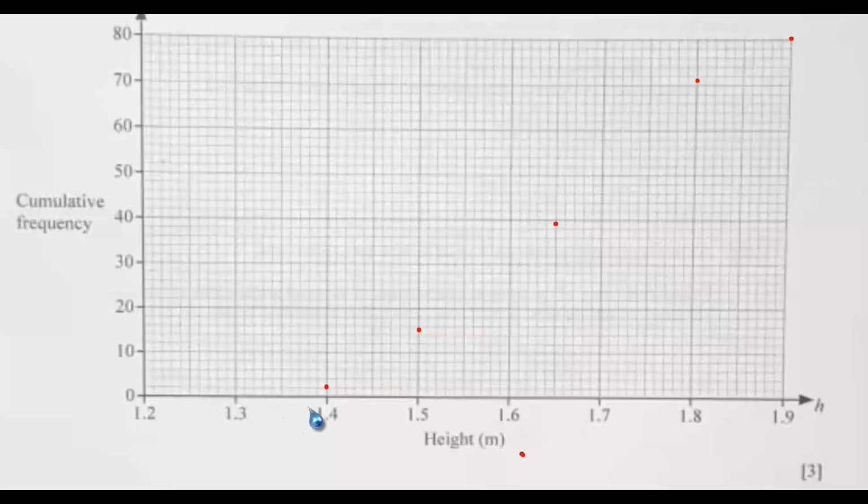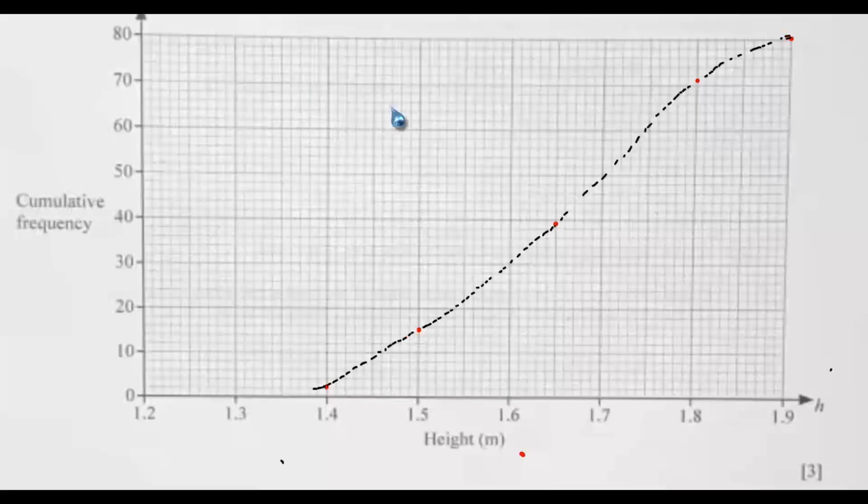I have plotted the points here. You can see the first one, 1.4 against 2, then 1.5 against 15, then 1.65, that's the middle here, against 39. Then we have 1.8 against 71 up here, then 1.9 against 80. The next thing is to join the points together to have our cumulative frequency curve or diagram. So this is what you're going to have. You can use your French curve to join the points better. So let's scroll down for the next question.